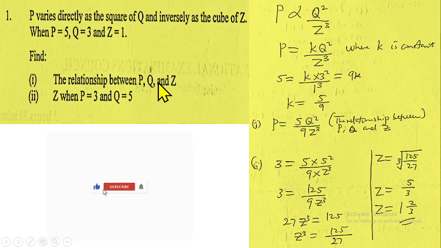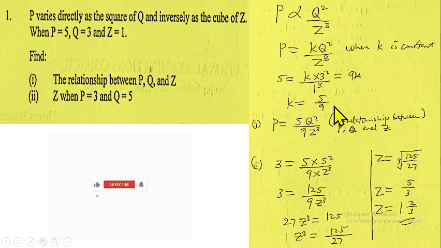Then at this junction, the question asks us to find the relation between P, Q, and Z, and that's the reason why you are given the values of P, Q, and Z here, so that you can substitute them into this. So P is 5 equals k times Q is 3, then you have 3 squared over Z is 1, then 1 cubed. So 3 squared is 9 times k will give us 9k over 1, which is the same thing as 9k. Then we can divide both sides by 9 to give us the value of k. So k as a constant is equal to 5 over 9.